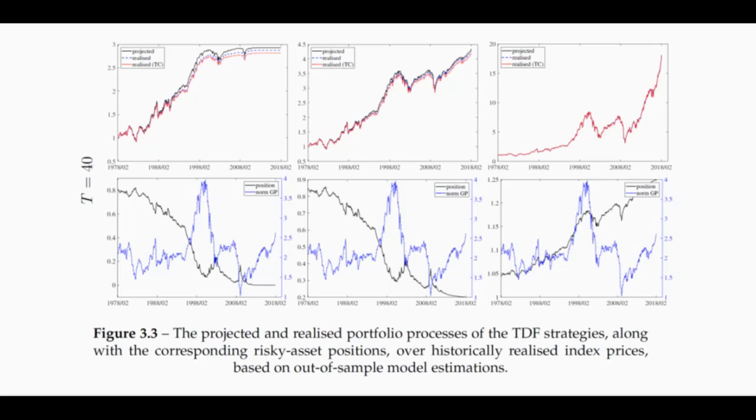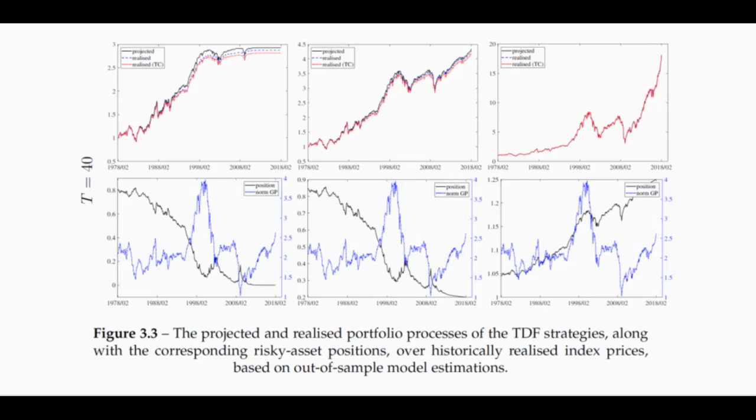And the blue curve here shows the normalized GP, which shows a mean reversion pattern, and it can be seen that the asset allocation is negatively correlated to the normalized GP, which means that if the GP increases, the strategy will sell some of the risky assets, and when the normalized GP decreases, it will buy more. This is all due to risk aversion and mean reversion.